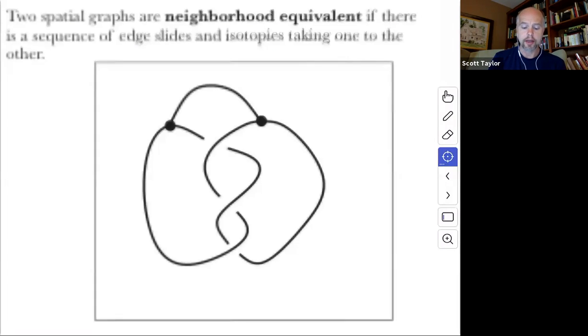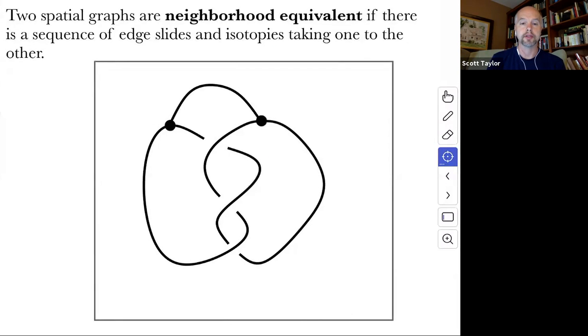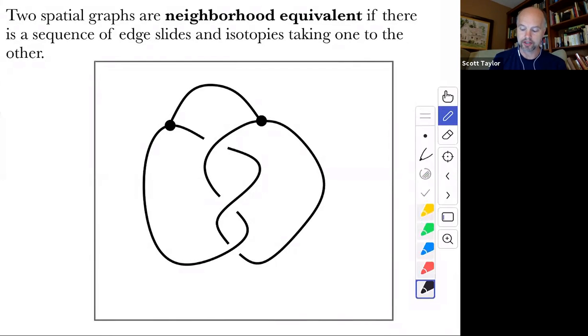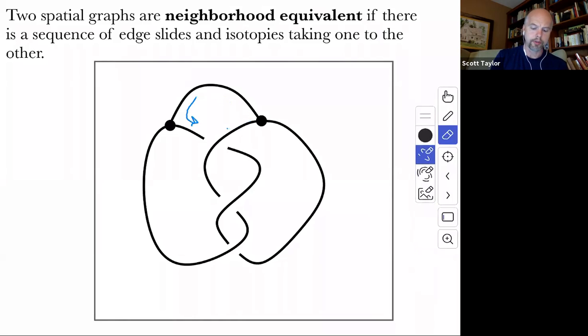But for spatial graphs, there's another notion of equivalence that is not really that relevant to knots, and that's the notion of neighborhood equivalence. There are two ways of describing neighborhood equivalence. One way is to talk about edge slides and isotopies of the theta graph, or really any spatial theta graph. For instance, you could take this edge and slide it along this other edge and past the vertex and so forth.